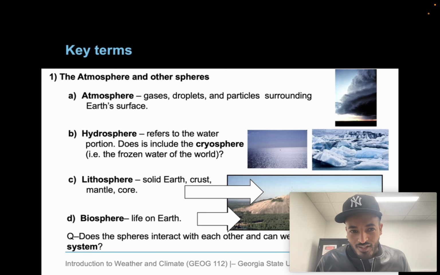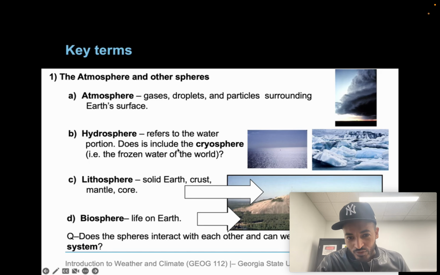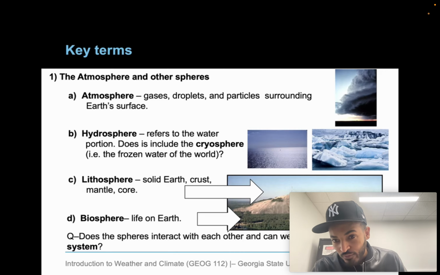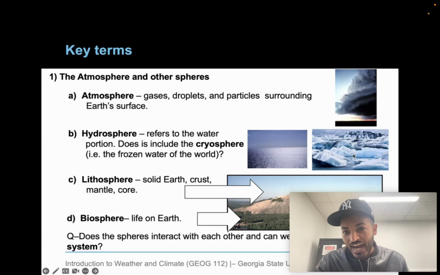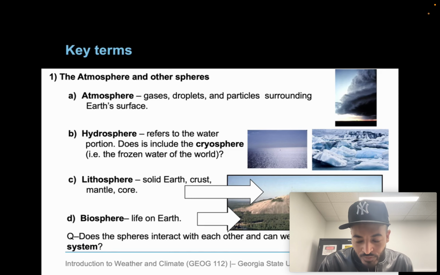But most importantly, we also have other spheres directly contributing to the atmosphere, right? Such as the hydrosphere, which refers to all the water bodies that we have on Earth, and this also includes what we call the cryosphere, which is the ice on the planet, right? So it's a very important source of fresh water that's stored in the ice sheets we have in both hemispheres. And then we have the lithosphere, which represents the solid Earth, which is the crust, mantle, and core. And then finally we have the biosphere, which is life on Earth.